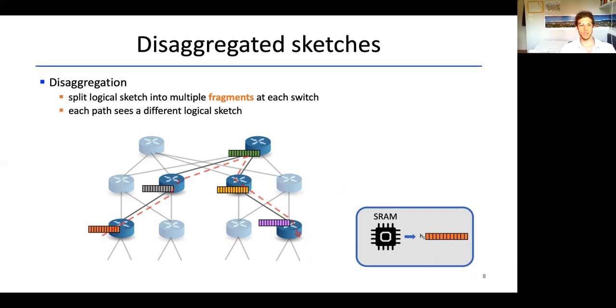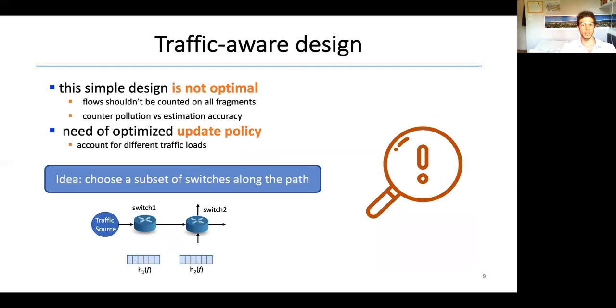The update operation is performed packet by packet, just updating fragments along the path. The current minimum value is piggybacked on the packet for the query operation. This solution was essentially shown to outperform the previous approach. However, in our work, we claim that this design is far from being optimal. In particular, we claim that flows shouldn't be counted on all fragments along the flow path.